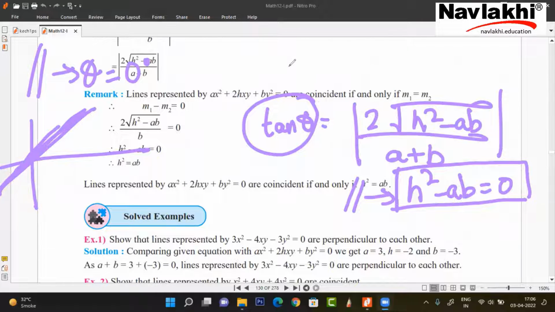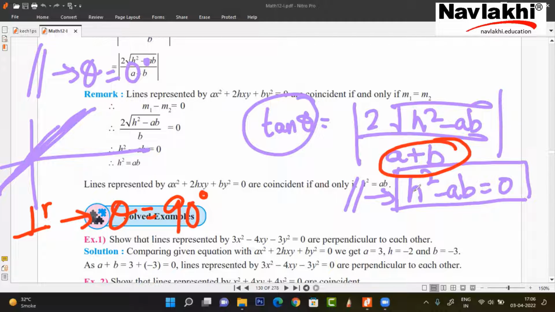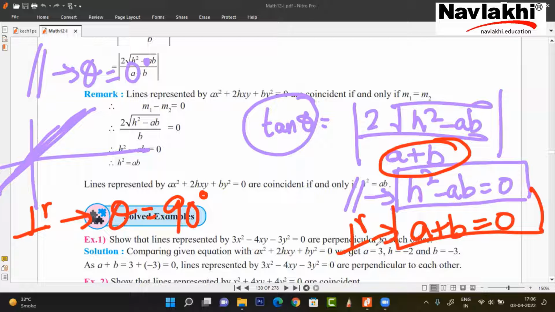What if lines are perpendicular? Two perpendicular lines, angle between them is obviously 90 degrees. Theta is obviously 90 degrees. If theta is 90, then tan 90 is infinity. I know in maths, if I want infinity, the denominator has to be 0. So for perpendicular lines, denominator is 0, a plus b equal to 0.